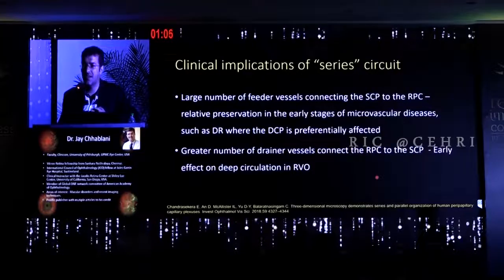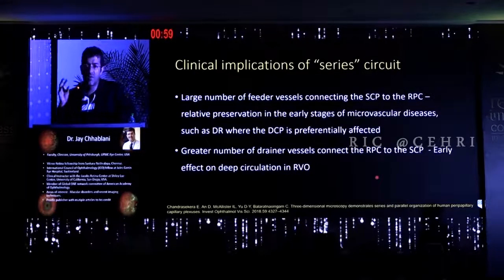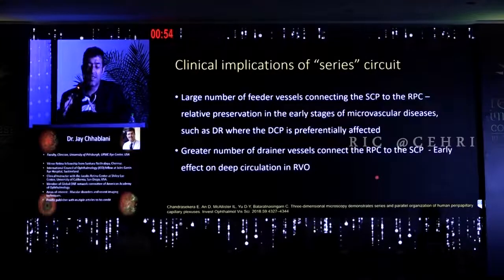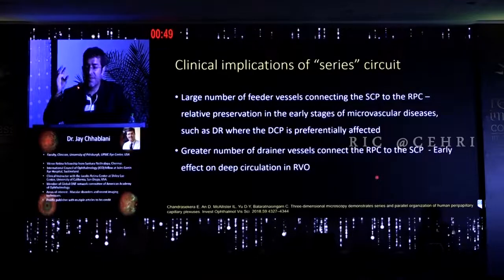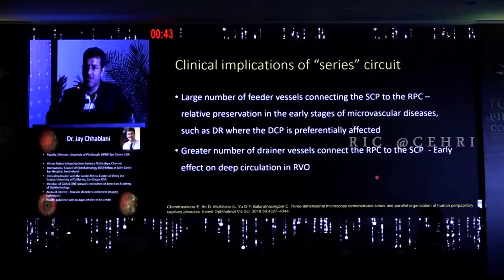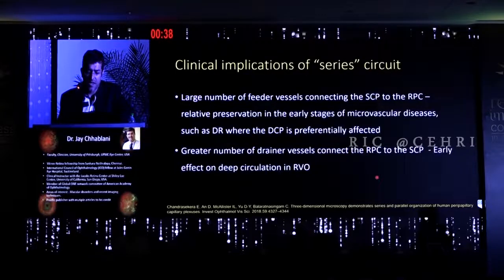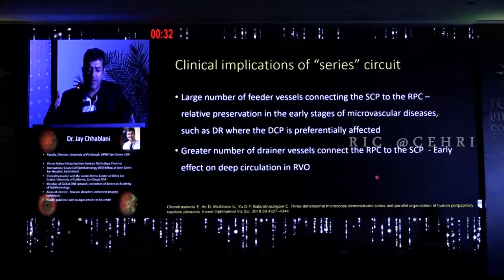So the clinical implication of all this story is that there are a large number of feeder vessels connecting to the superficial capillary plexus and the RPCs, which effectively tells you that the RPC is very well supplied. That's why it does not get affected at a much earlier stage of any microvascular disease, but the deep capillary plexus does get affected, and we saw that there is a capillary diameter reduction as we go deeper into the retina. So there are a greater number of drainer vessels connecting the RPC to the SCP, which again suggests that there could be an effect on the deep circulation in retinal vein occlusion.